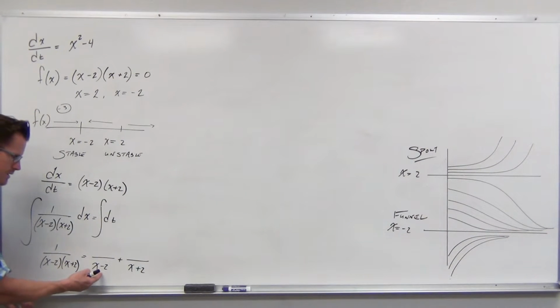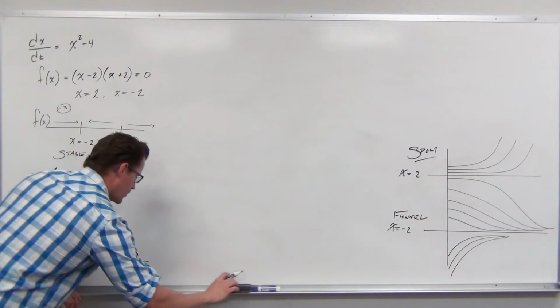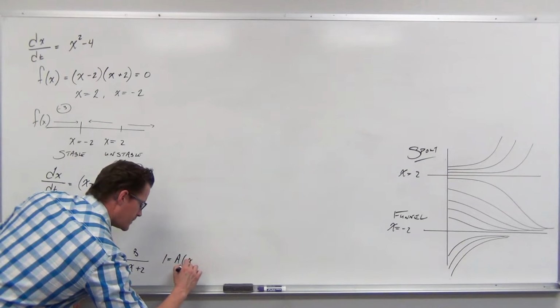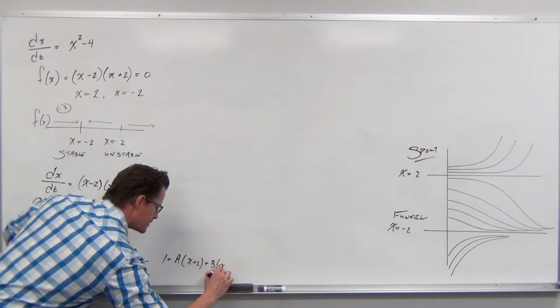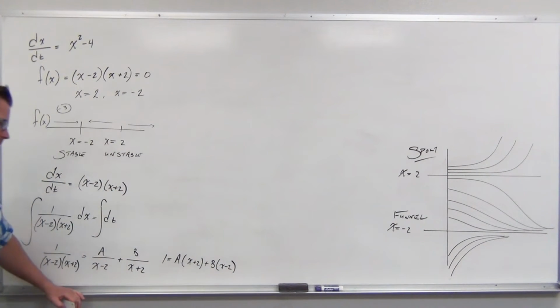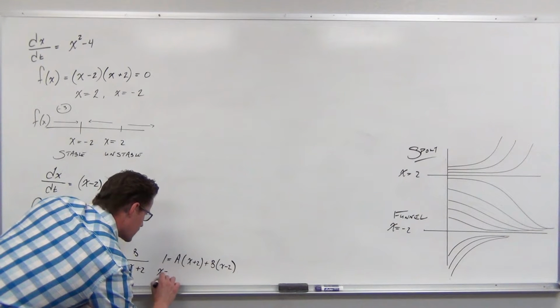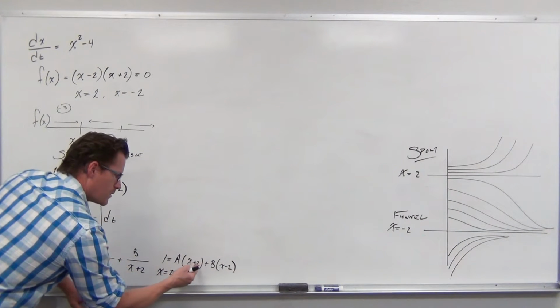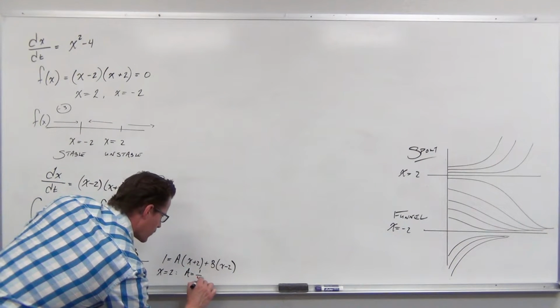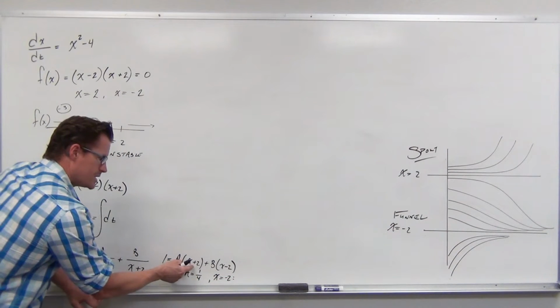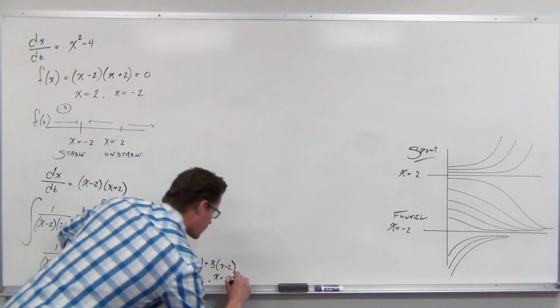understand that linear denominators give us constant numerators. If I find a common denominator here, our numerators would have to be equal to a times x plus 2 plus b times x minus 2. Plug in 2 and negative 2, and it's going to allow you to solve for a and b very nicely. So if x equals 2, that would be 0, that would be 4, a would have to be 1/4. Likewise, if x is negative 2, that would be 0, that would be negative 2, b would be negative 1/4.